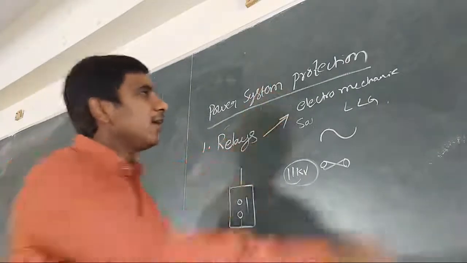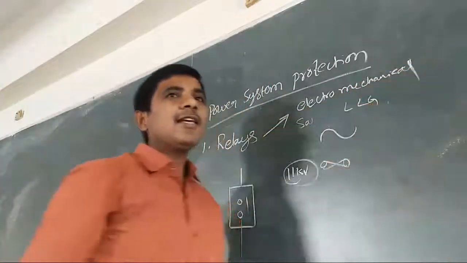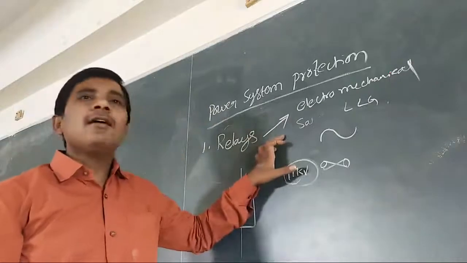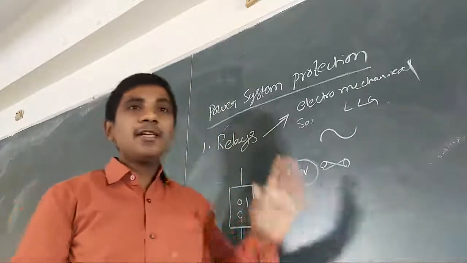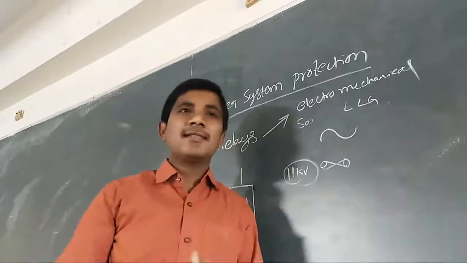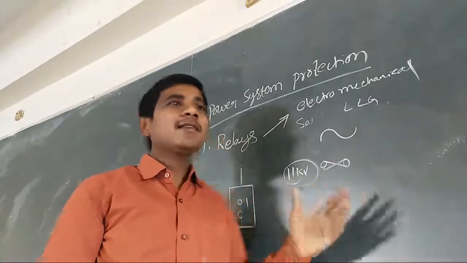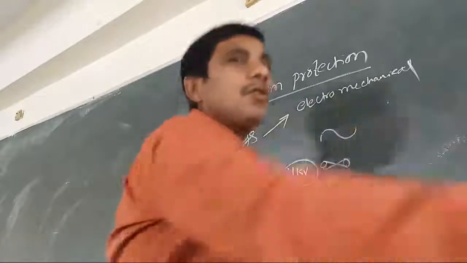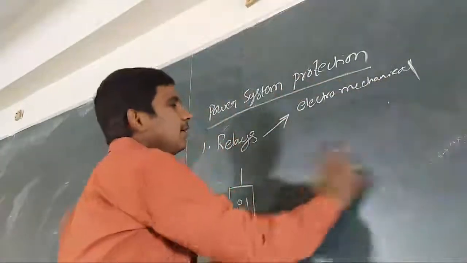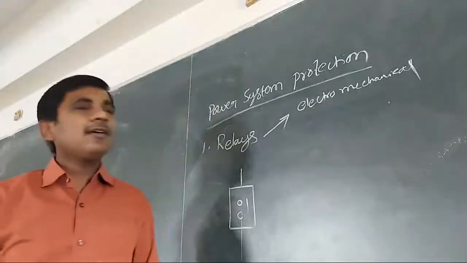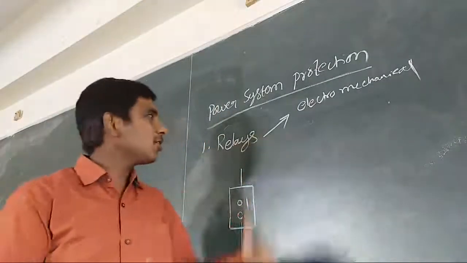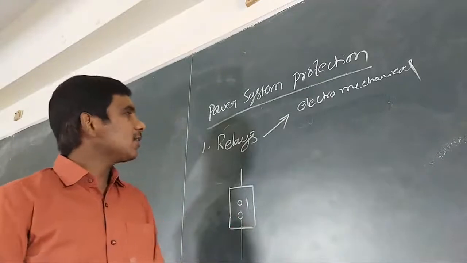One is electromechanical relays, which will be studied. After that, microprocessor relays also we will study, because nowadays we are using microprocessor based relays. Microprocessor based relays means they use microprocessors, an algorithm is also required, and a program is required for microprocessor based relays. All this comes under relays.